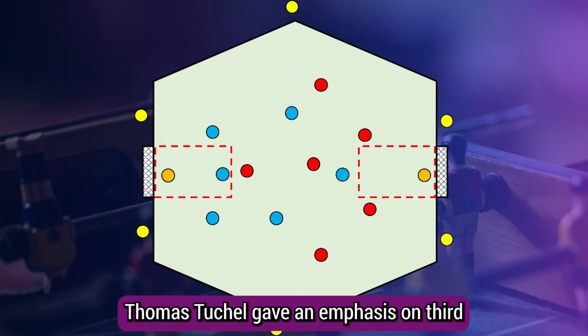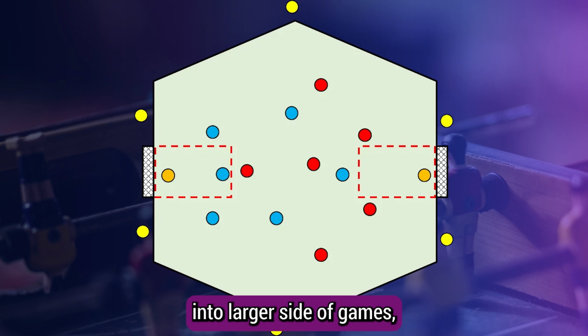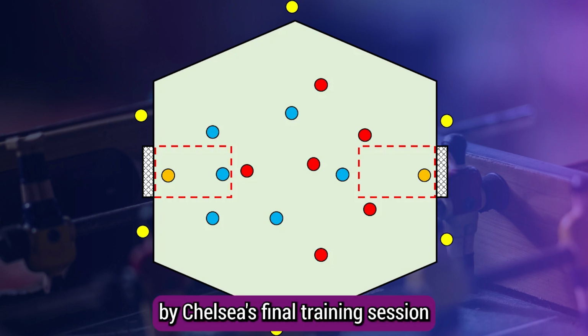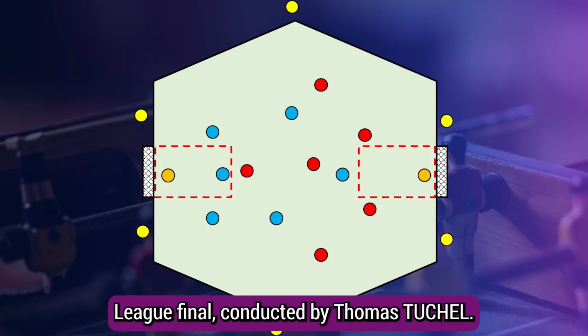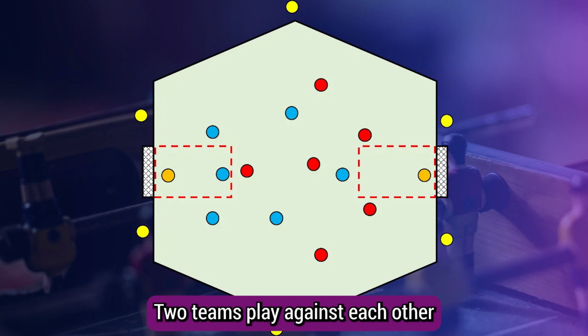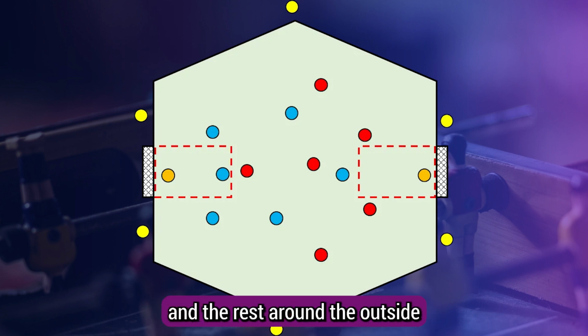Thomas Tuchel game. An emphasis on third player movement can still be planned into larger sided games, allowing it to be coached alongside game realistic pictures and pitch geography. One session I used successfully was inspired by Chelsea's final training session before the 2021 Champions League final, conducted by Thomas Tuchel. 2 teams play against each other, with a third team acting as neutrals, with one in the middle and the rest around the outside.